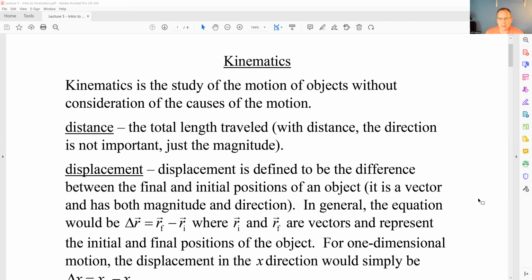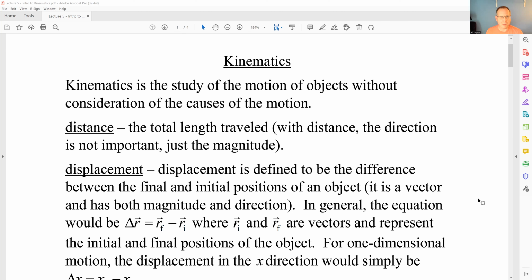Now, kinematics is defined to be the study of the motion of objects without consideration of the causes of the motion. As you know, forces and torques will cause various motions. Well, kinematics doesn't consider forces and torques. We'll learn that later when we study dynamics or kinetics. So kinematics is simply the motion of the object.